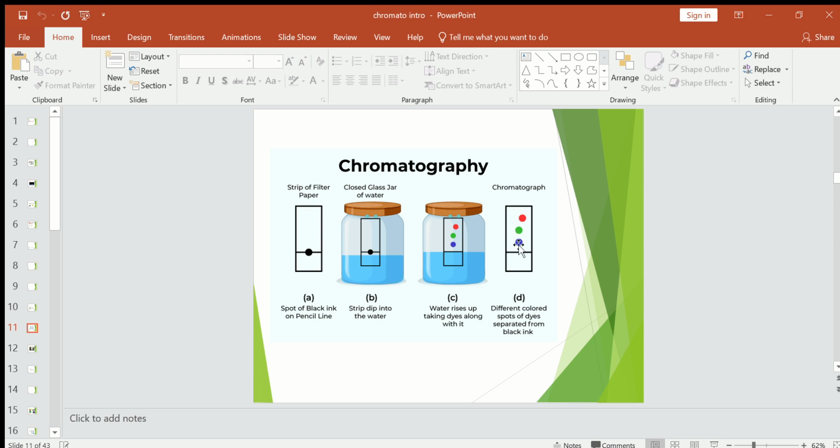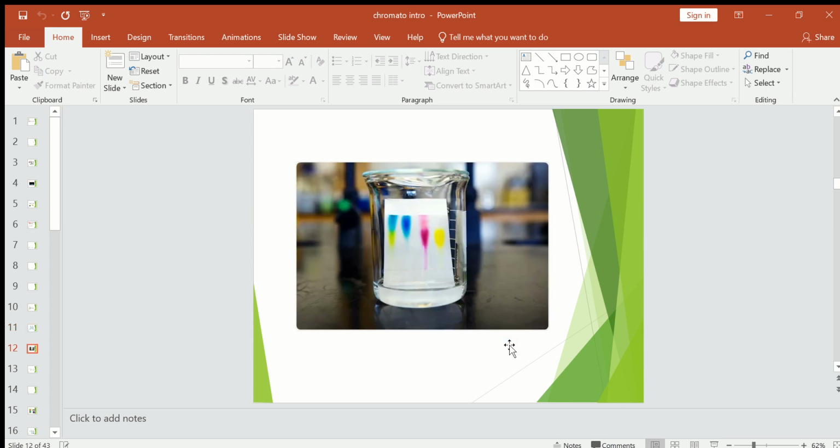If I talk about this blue point or blue ink or blue spot, I can say this spot has more affinity for the stationary phase because it traveled a very, very small distance, while this spot has the highest affinity for the mobile phase. Those spots which have less affinity for the stationary phase will move faster, and those which have higher affinity for the stationary phase will travel less distance. So this is a visual representation.